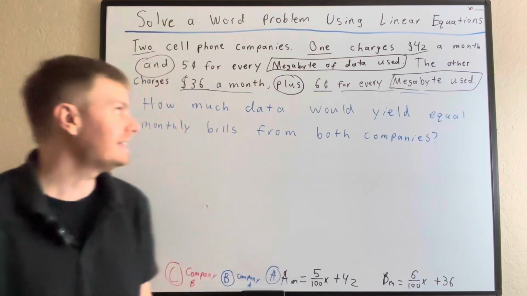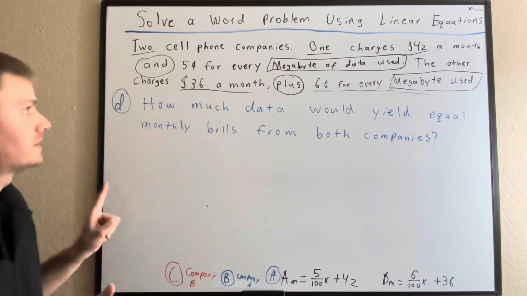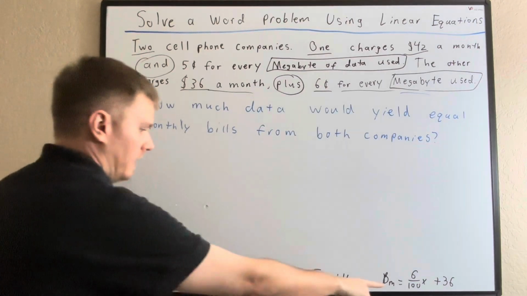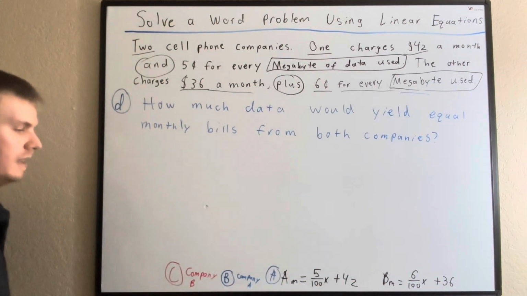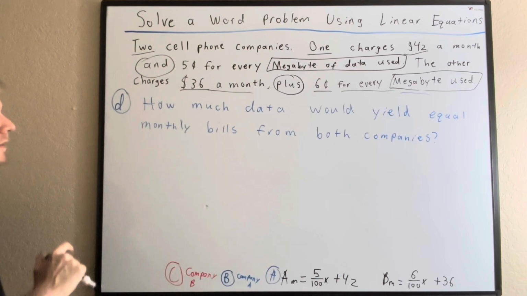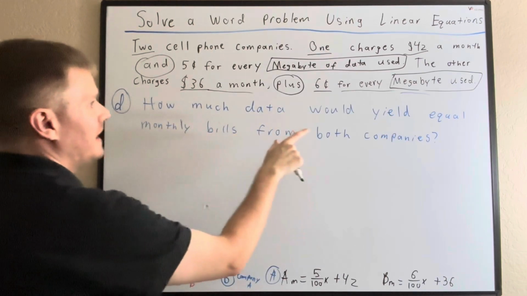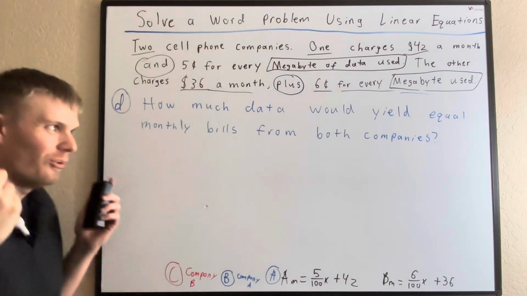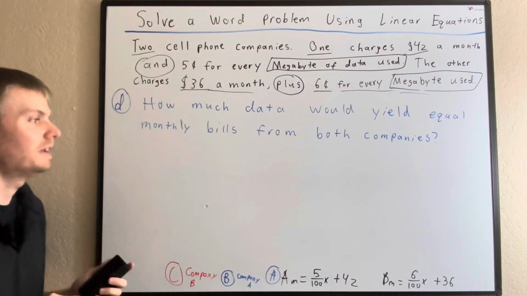All right, part D. We're almost done. This is the last question. Got all my answers written out here. Part A, part B, part C. So, what do they want to know now? How much data would yield equal monthly bills from both companies? What? How do we figure that out?